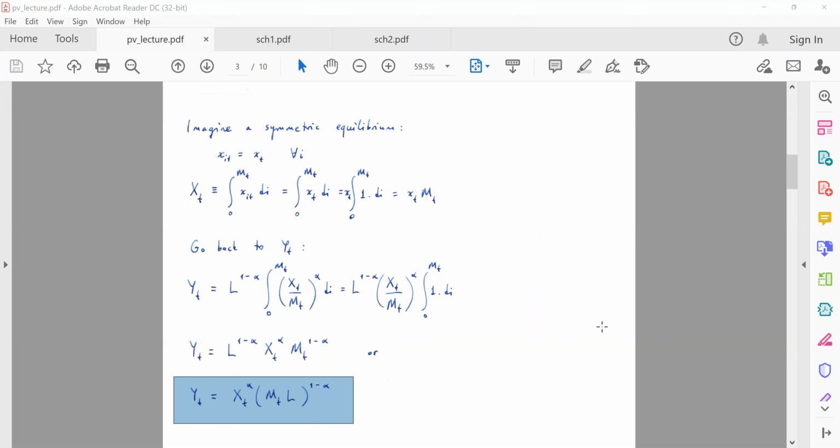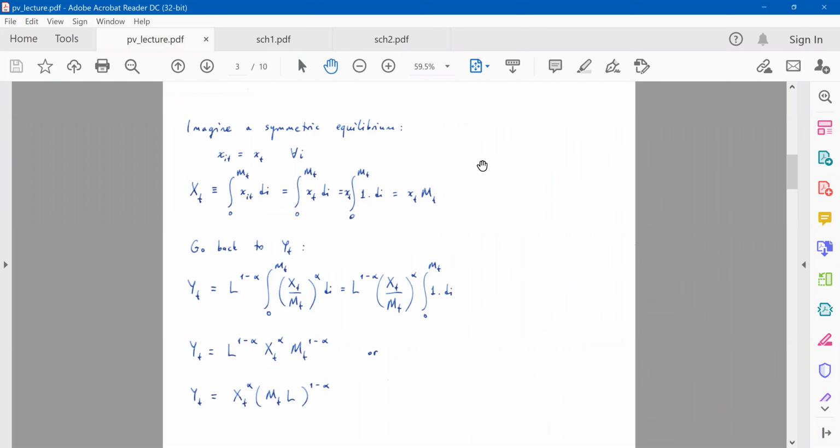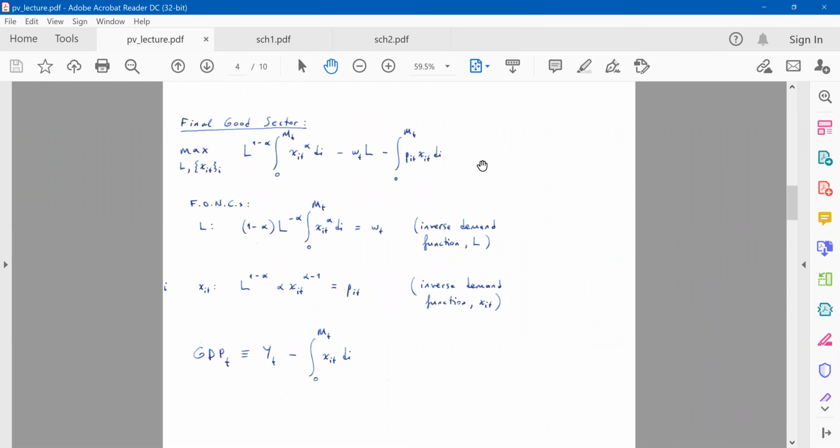So now we understand the logic of this production function. In the final goods sector, we assume that there's perfect competition. So it's very simple. There are firms in this sector. There could be many firms, but they're all identical and work with this production function. So they pay for labor, so there's a wage cost. And they also pay for the machines, right?